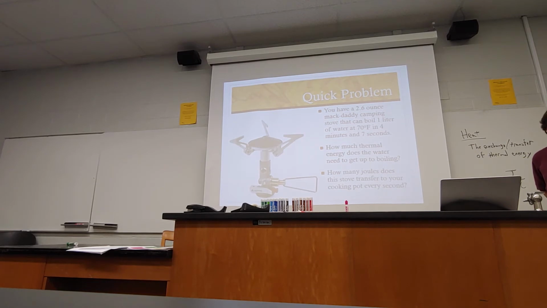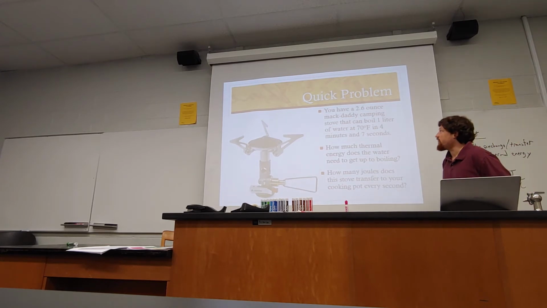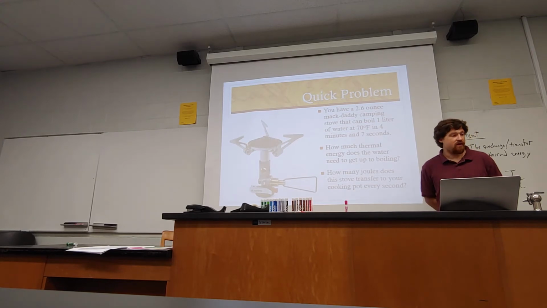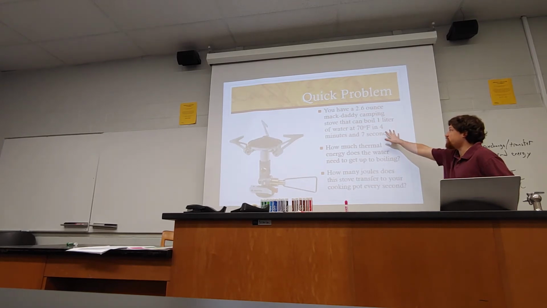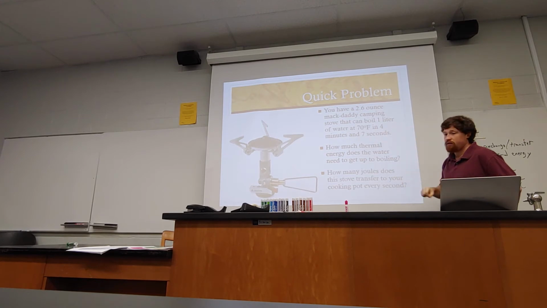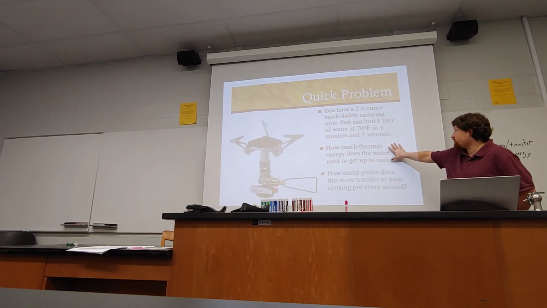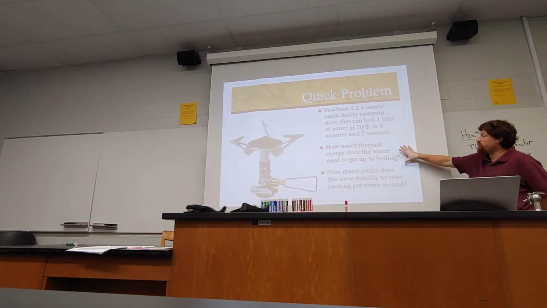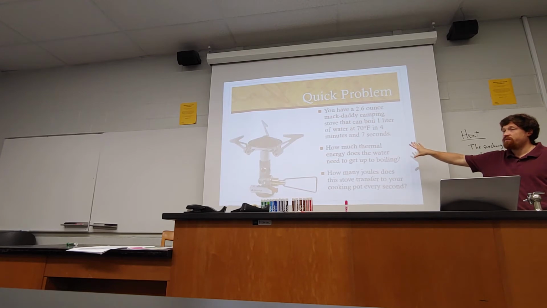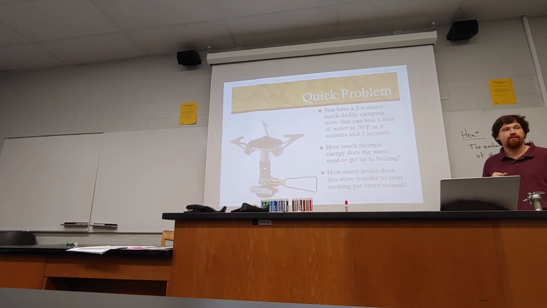Everyone's boiled water before, I hope. So let's say that you have a stove and you are trying to boil a certain amount of water. You have 1 liter of water on this camping stove. The water begins at 70 Fahrenheit, and you notice that the stove takes a certain amount of time to boil it. My first question to you, second question comes later, don't worry about this yet. First question is, how much thermal energy does the water need to get up to its boiling point?